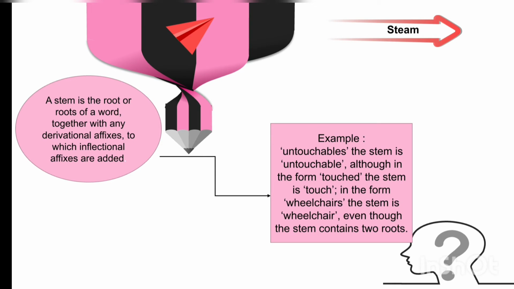A stem is the root or roots of a word together with any derivational affixes to which inflectional affixes are added. For example, untouchables. The stem is untouchable without s. Although in the form touched, the stem is touch without ed. In the form wheelchairs, the stem is wheelchair without s, even though the stem contains two roots, wheel and chair.